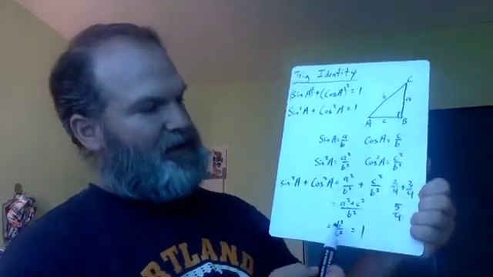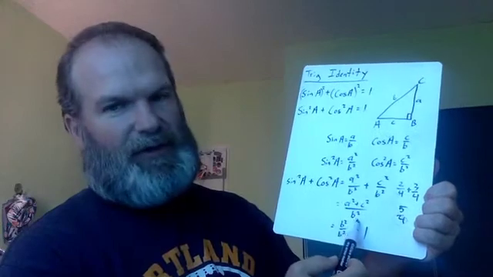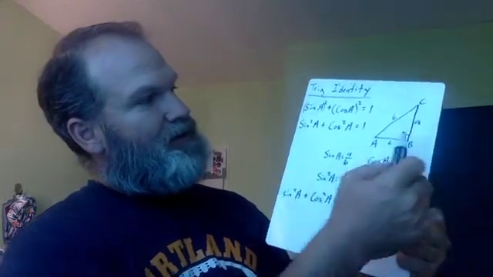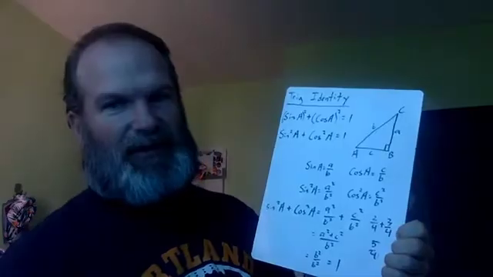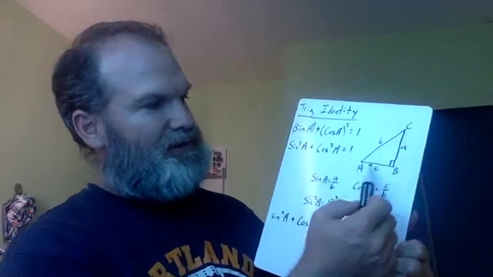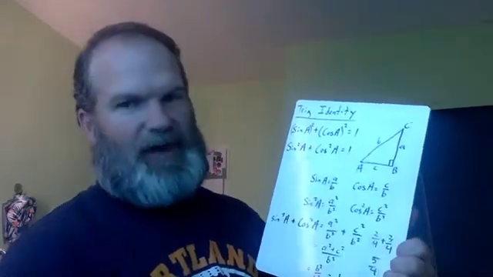Now, here, this is the kind of cool part. What is b squared? b squared is a squared plus c squared because of the Pythagorean theorem. Pythagorean theorem says square your two legs, add them together, and that's your hypotenuse squared.